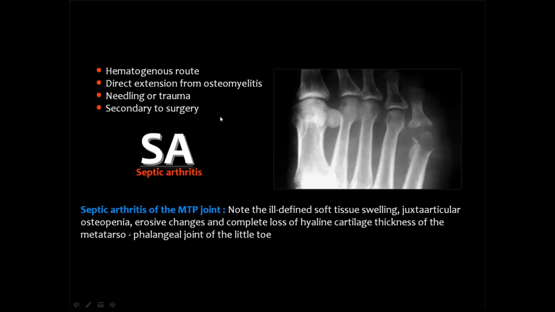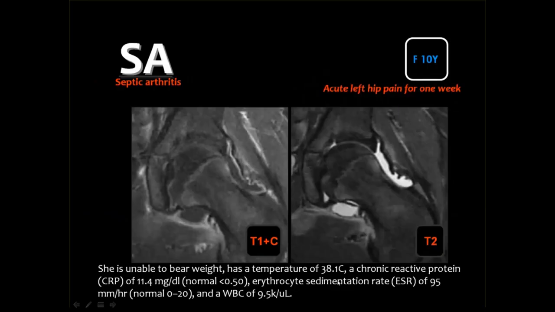Then these are the causes: hematogenous spread, or direct extension from osteomyelitis, or needles or trauma, or secondary to surgery. And in this example, you get hip joint effusion, which is seen well in the T2 weighted image. After injection of contrast material, you get synovial thickening and enhancement.